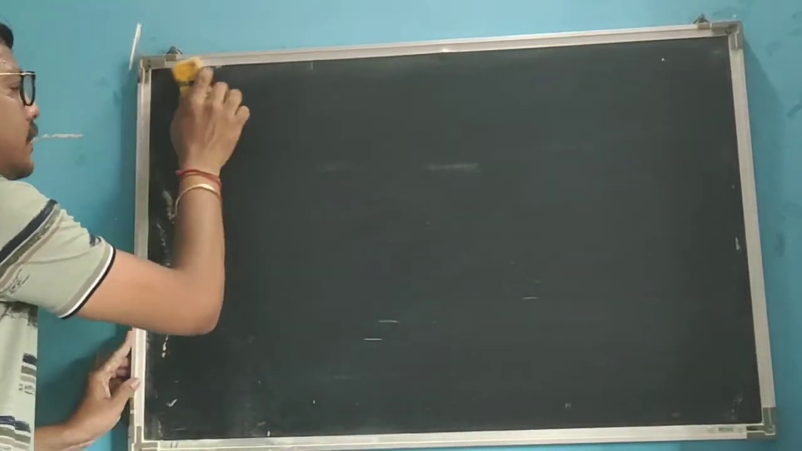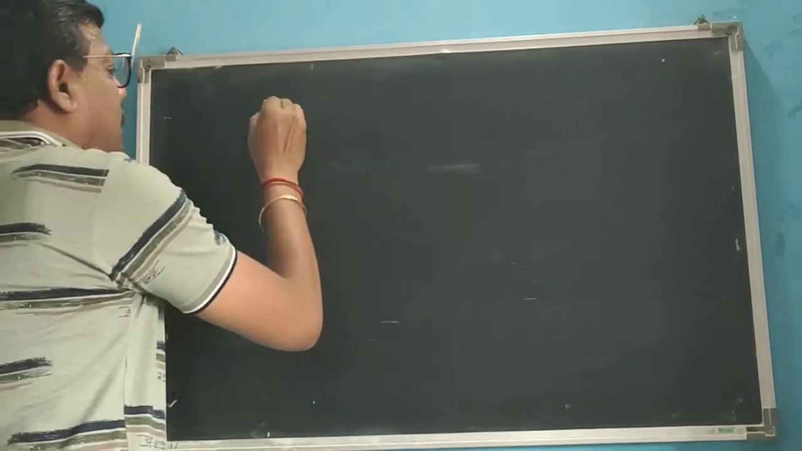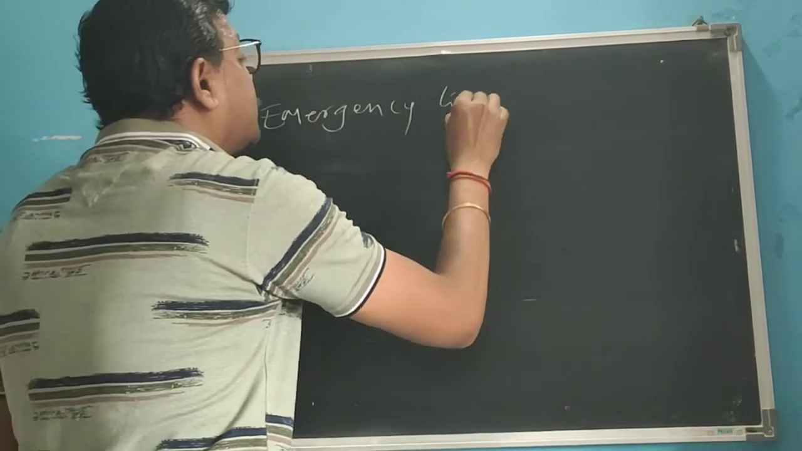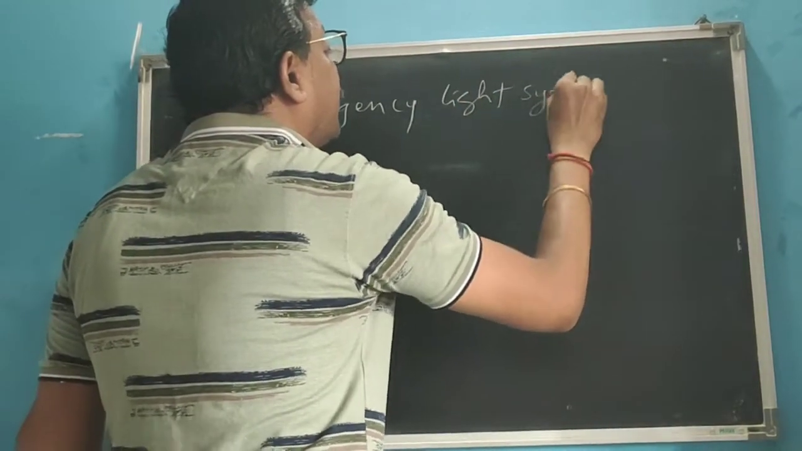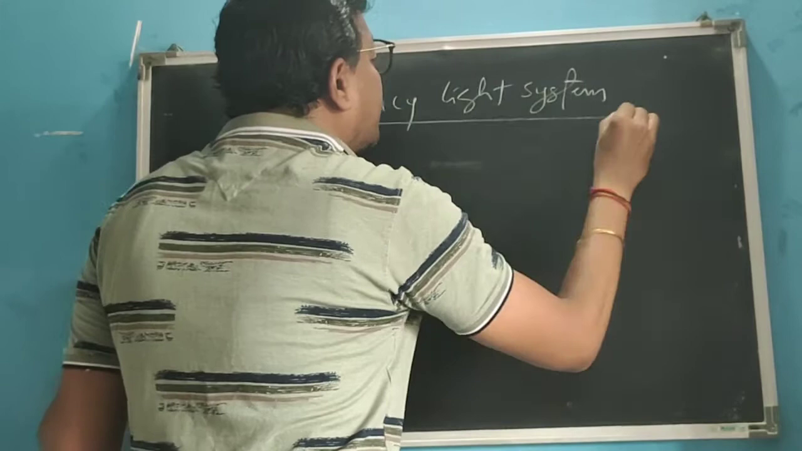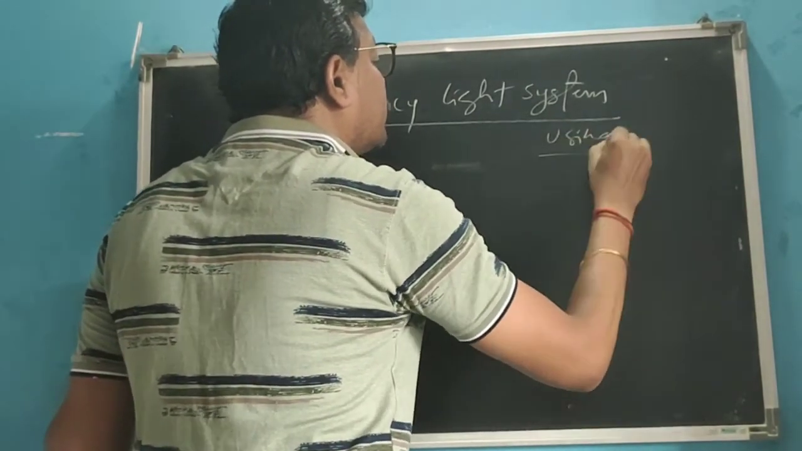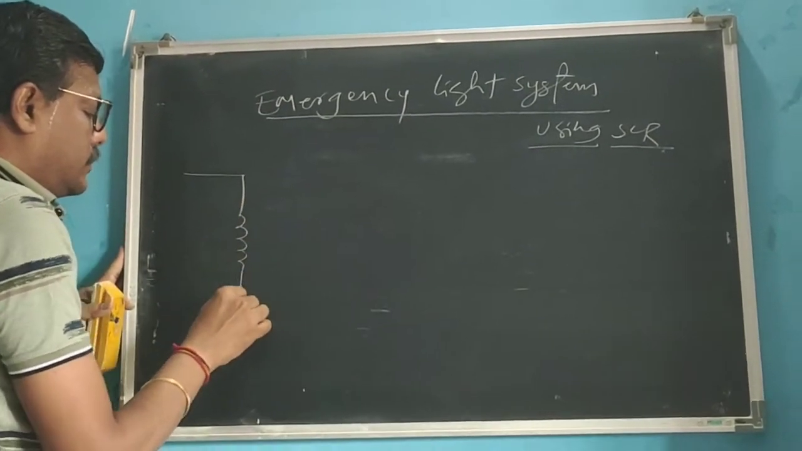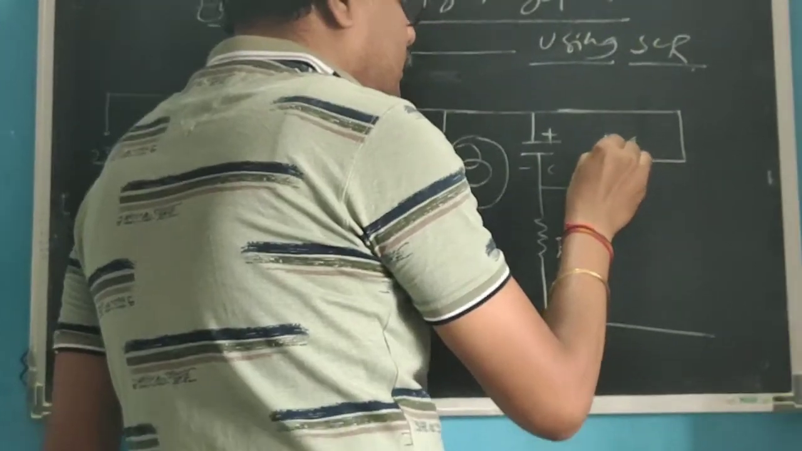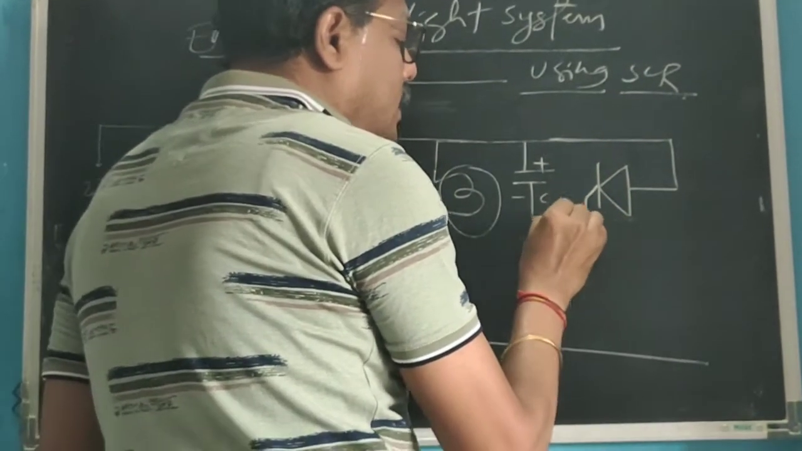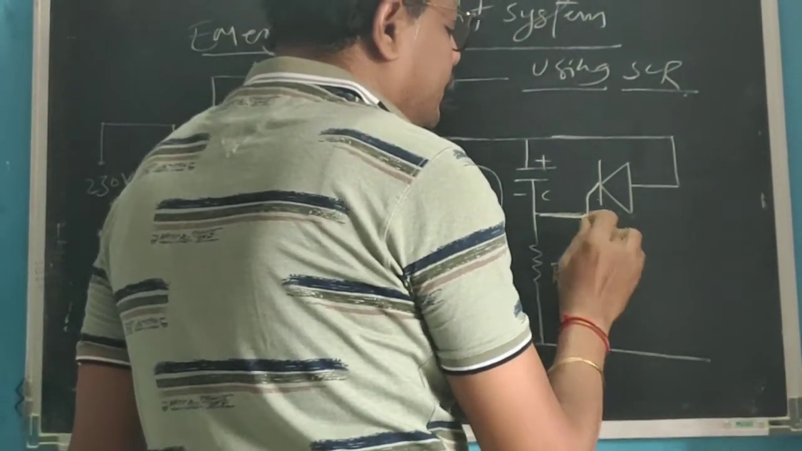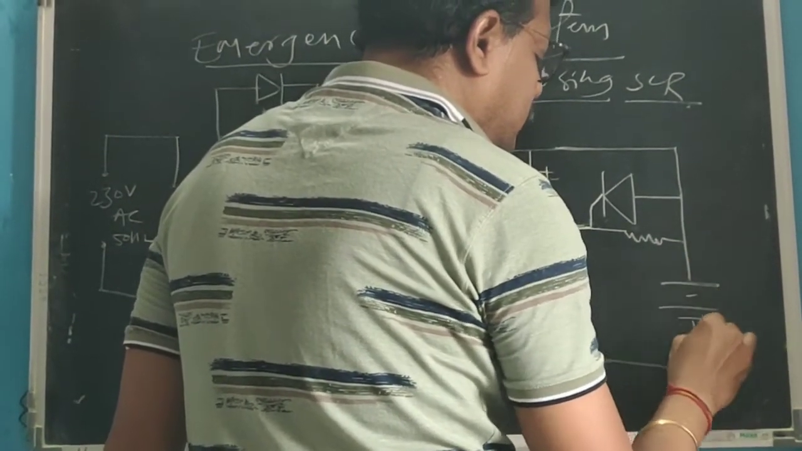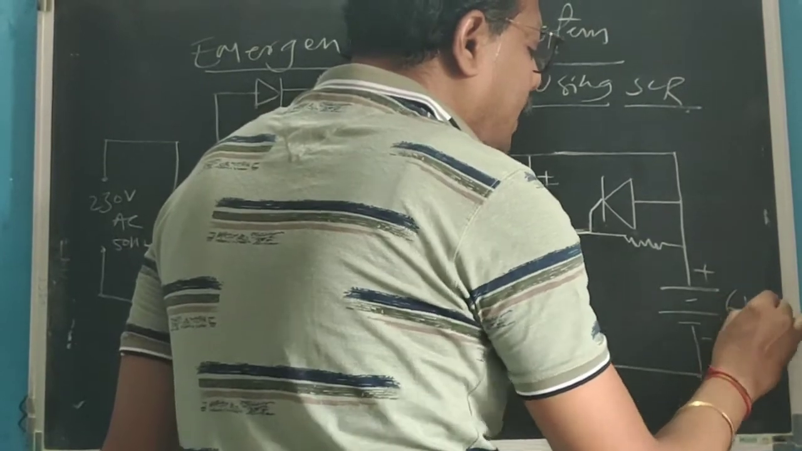And last point, emergency light system. Emergency light system using SCR. Again we are using the transformer. Here the SCR is connected. This is the SCR, and through this a resistance is given. This is the battery, a 6 volt battery.